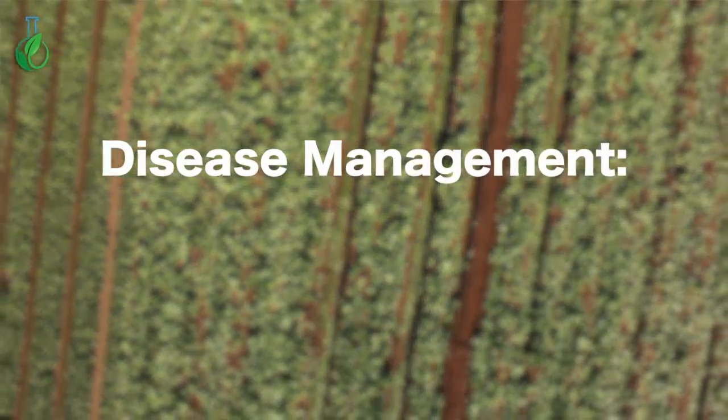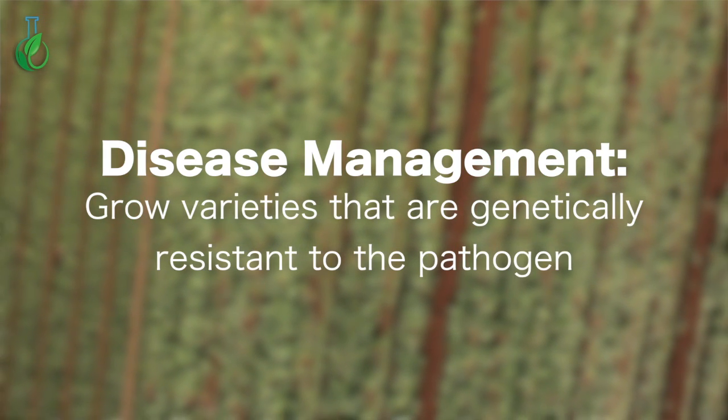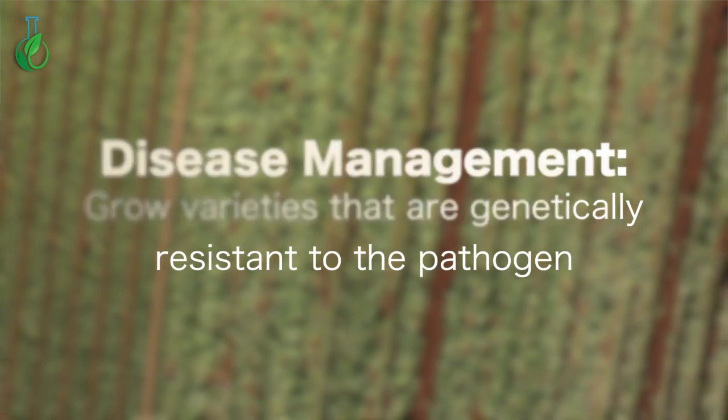The most effective disease management tool for Fusarium wilt of lettuce, besides avoiding infected fields, is to grow plants that are genetically resistant to the pathogen. There are varieties that are somewhat resistant or tolerant to the disease, and more are being developed continuously.